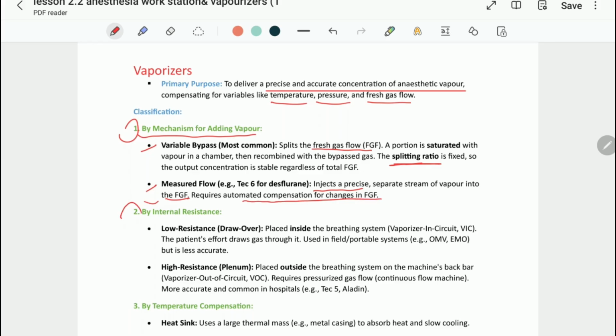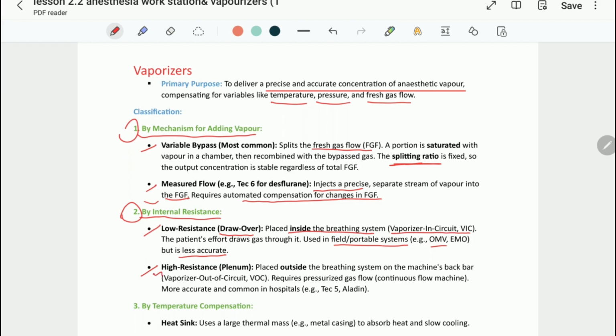The second mechanism of classification is by internal resistance. They are either low resistance or high resistance. The low resistance vaporizers are also called draw-over vaporizers, which are placed inside the breathing system. They are also called vaporizer in circuit or wick, and the patient's effort draws the gas through it. They are usually used in field and portable systems, and the examples include the Oxford miniature vaporizer, but their concentration is less accurate.